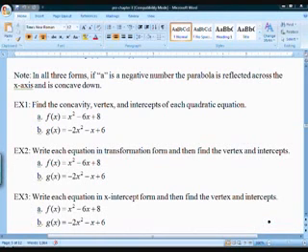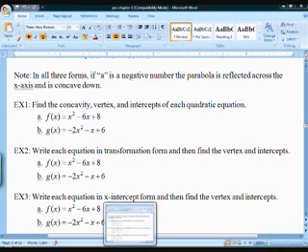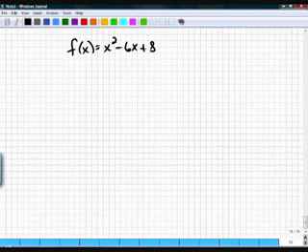Okay, the next problem says write each equation in transformation form and then find the vertex and intercepts. We're doing the exact same thing, except we're going to do it from transformation form now. So y equals x squared minus 6x plus 8. Transformation form. Again, to change it to transformation form, what do we do? Complete the square. Instead of f of x, just to make things a little bit simpler, I'm going to write that as y.